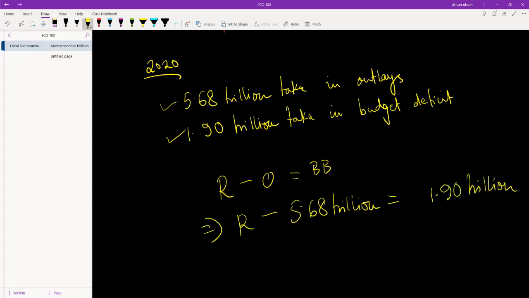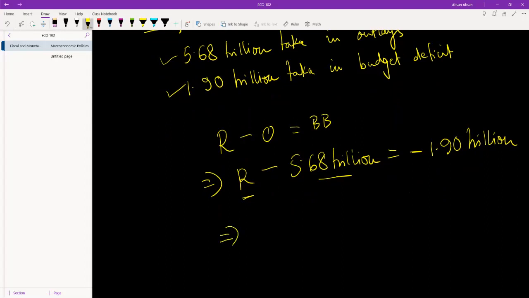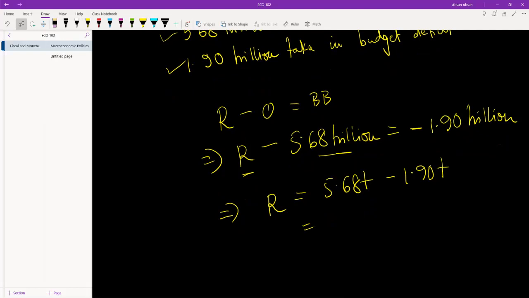Now here's the important thing. This is a deficit. Since it's a deficit, we put a minus here because we know that this is higher than this. So if we just do the calculation, revenue will be equal to 5.68 trillion minus 1.90 trillion, which gives us how much?